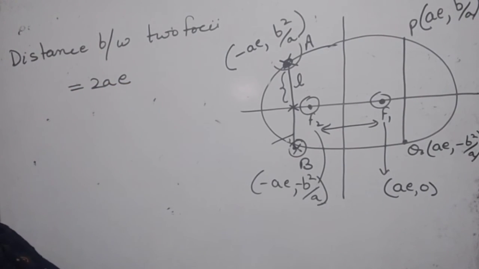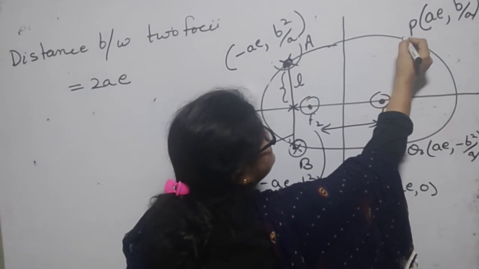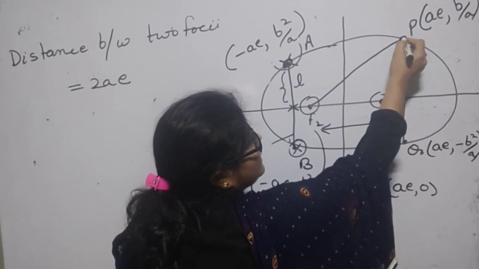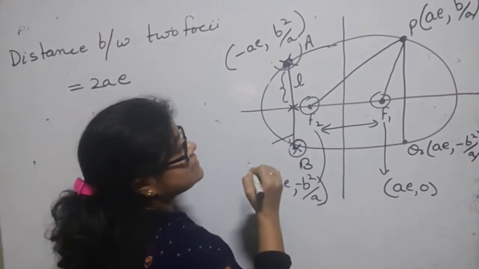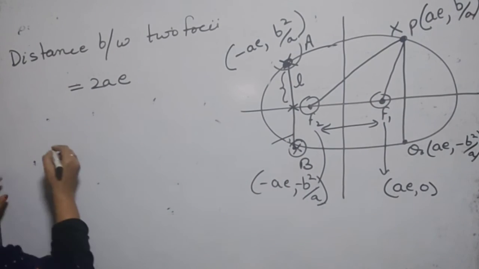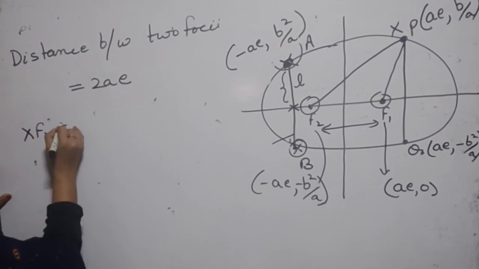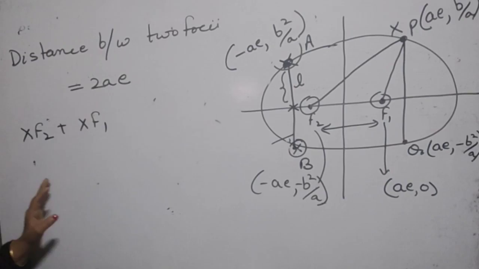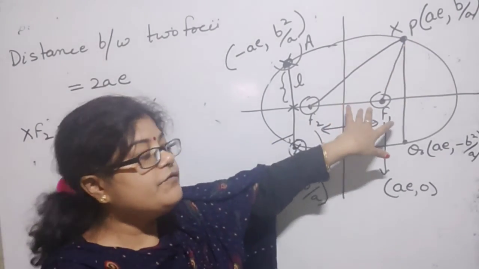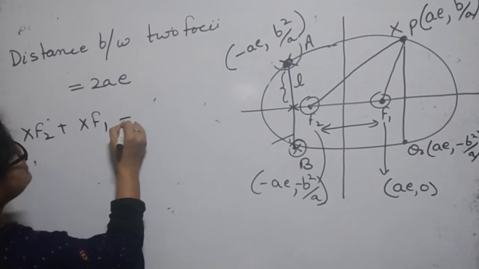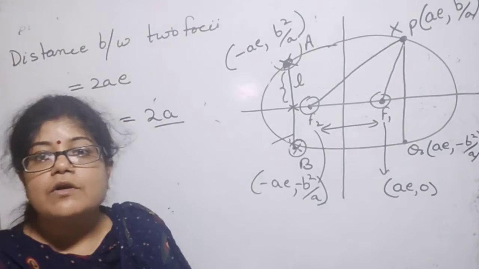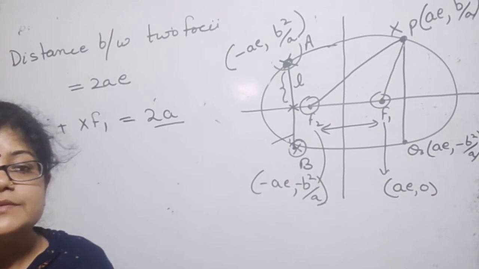But if it is asked, what is the sum of the focal distances from any point on the ellipse to the two foci? For example, this is point X. Then what is the sum of XF2 plus XF1? For any point on the ellipse, the sum of its distances from the two foci is always a constant quantity which is equal to 2a. Now I am going to solve different types of questions based on the ellipse one by one.